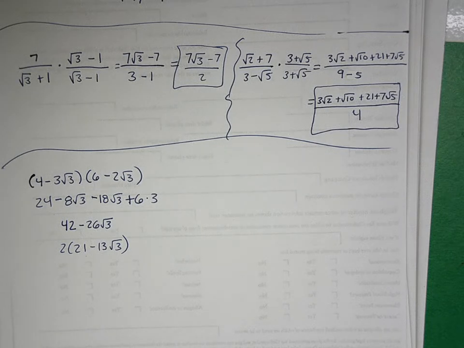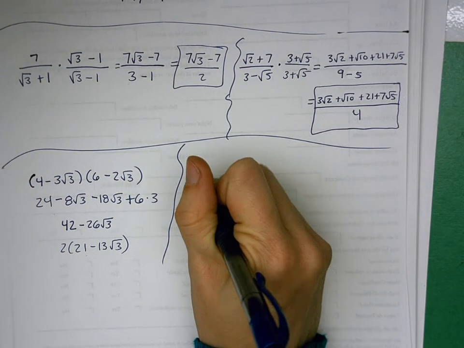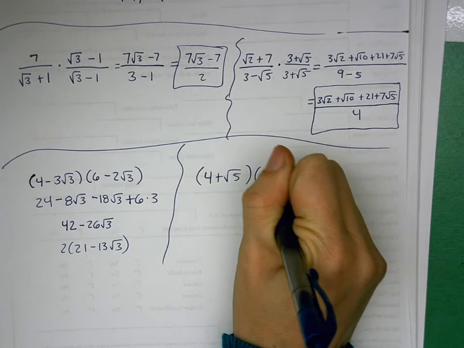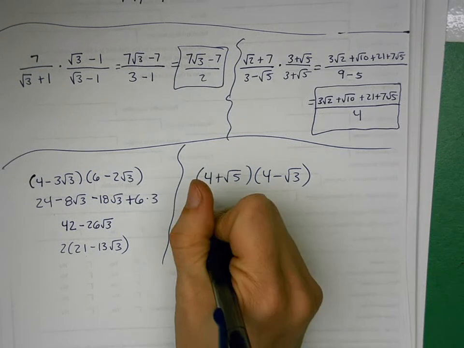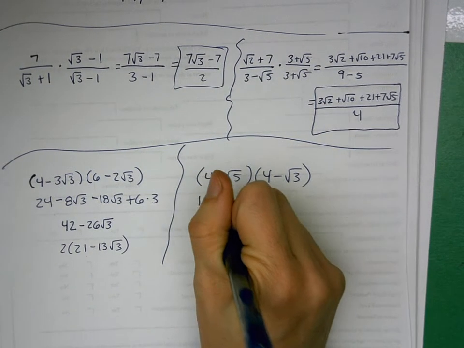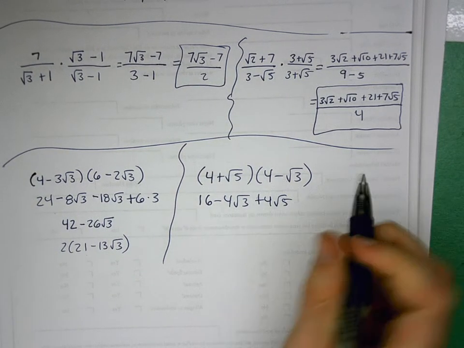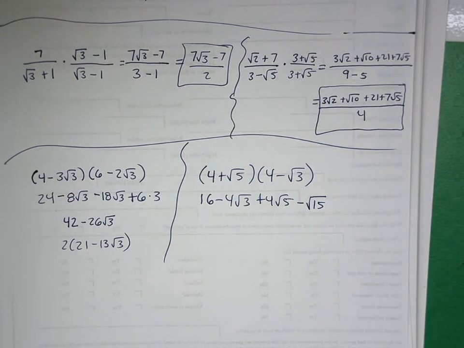Okay, one more in that form. Let's do our 4 plus root 5 times 4 minus root 3. Okay, first we'd have 4 times 4, which is 16. Outside, 4 times root 3 is 4 root 3. Inside, 4 times root 5 is 4 root 5. And last we have root 5 times negative root 3, which is negative root 15. In this case, there's no like terms. And so that is your answer.